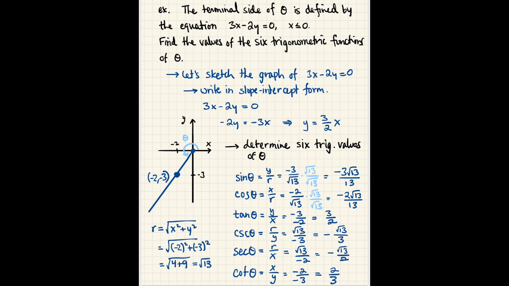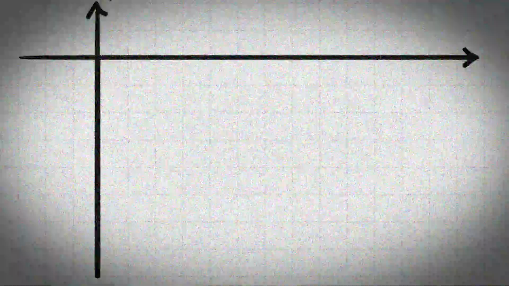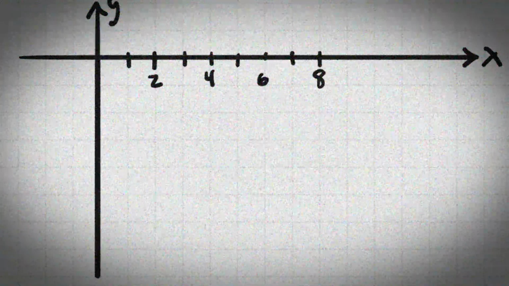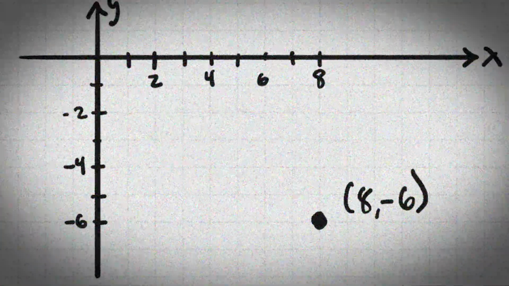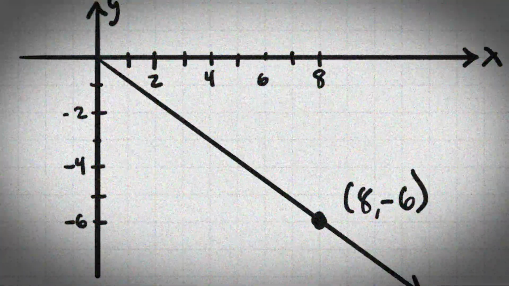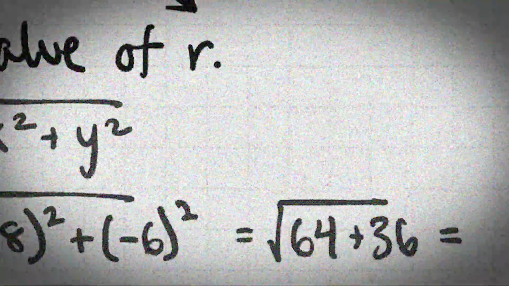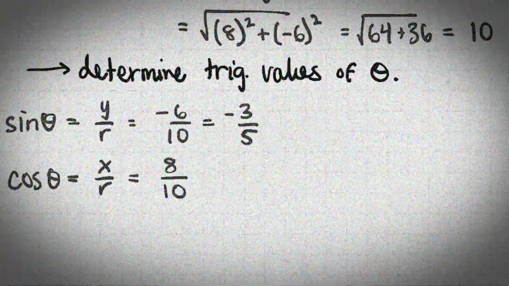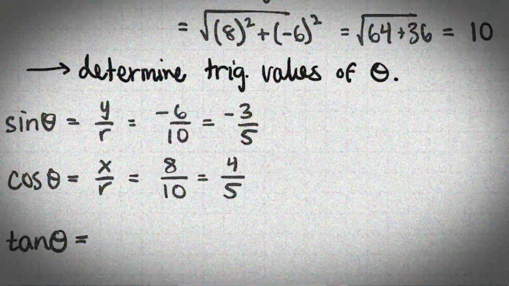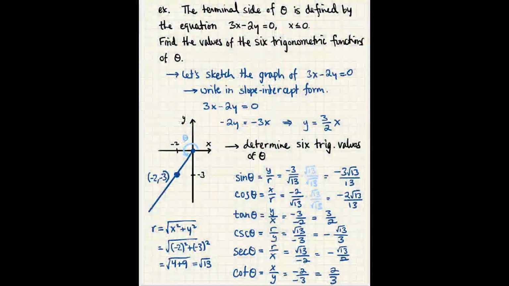And I really want to point out that we didn't really even need to graph it. We didn't even need to graph the last one in the last example. In the last example, with x equal 8 and y equal negative 6, we could have just found our r, and then we would have had our x, y, and r, and gone directly into the definitions without sketching anything. In this one, we also didn't need to sketch.